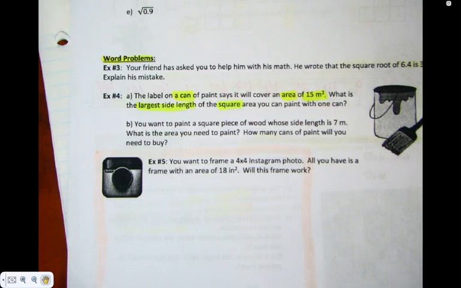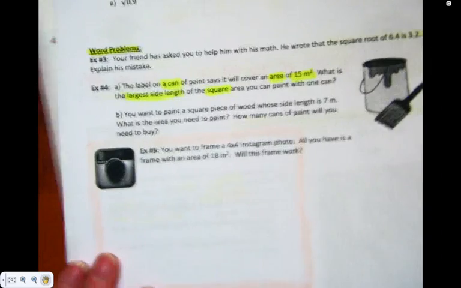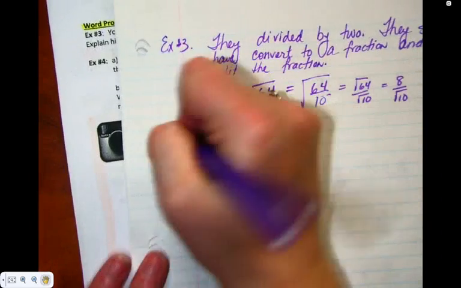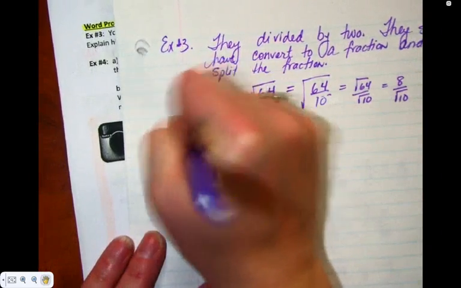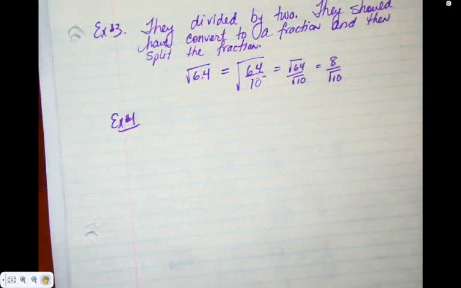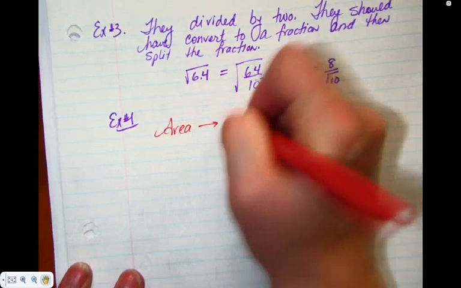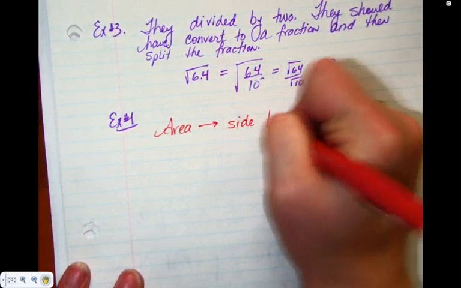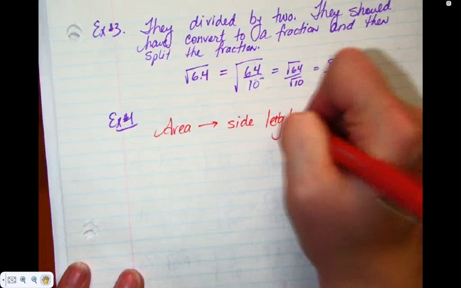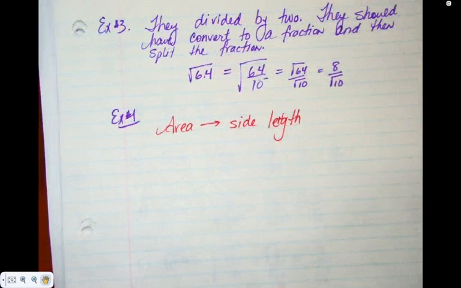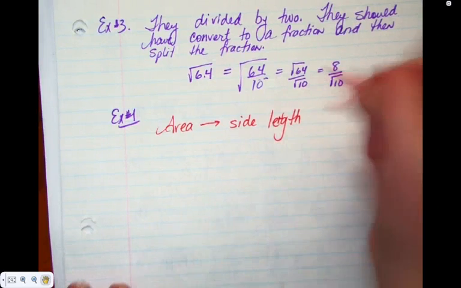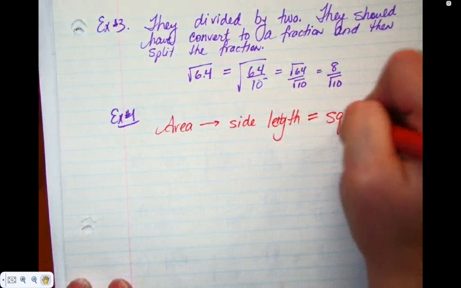So this question is giving you an area, and what they want to know is what's the side length. What operation is that? Well, what do you think we've been doing this whole class? Square root. Anytime you're given an area and you want to find the side lengths, that's always going to be a square root.